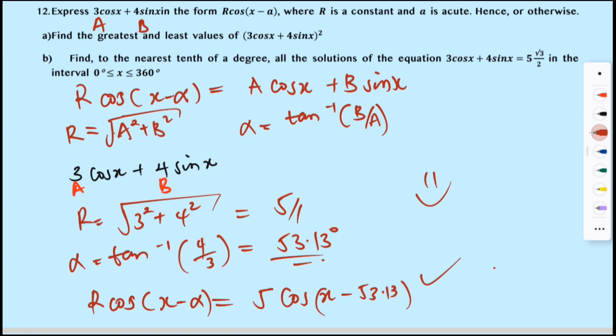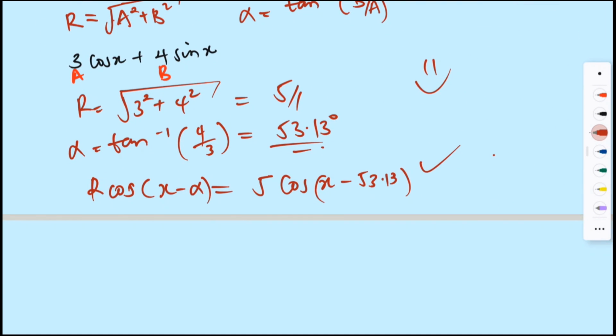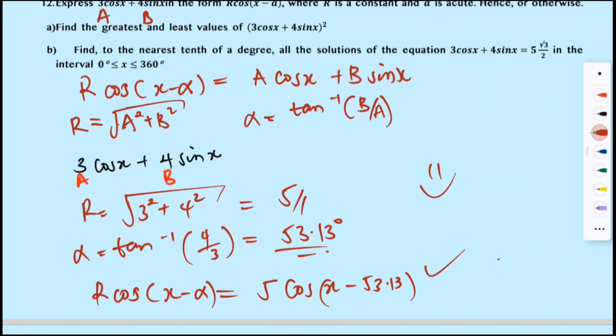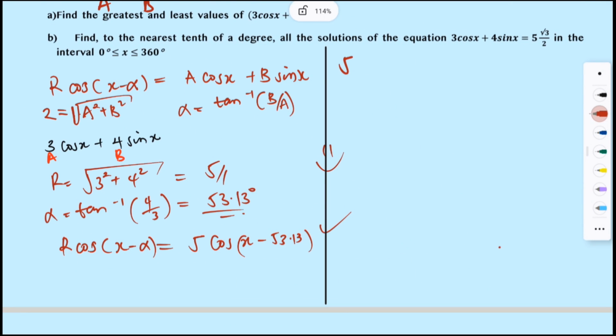Hence or otherwise, find the greatest and the least values of this all squared. Now the greatest value, so I'm just going to take the hence. Hence means you should use your previous answer to work out the next. So use our answer, knowing that this is also the same as 5 cos x minus 53.13 degrees, right? We want to work out the greatest and the least values of this value all squared.